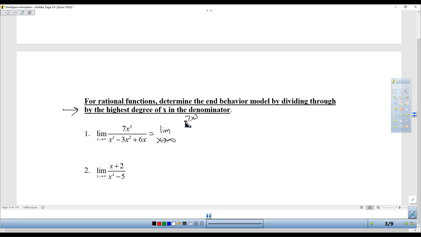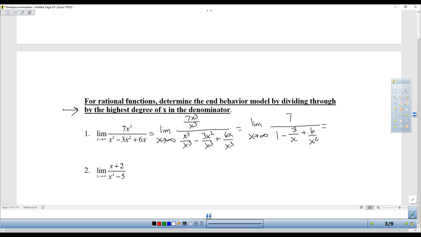So 7x cubed divided by x cubed. So I'm dividing each term by x cubed. X cubed over x cubed minus 3x squared over x cubed plus 6x over x cubed. And that gives me, be aware of your notation, x goes to infinity. The top becomes 7, and the bottom becomes 1 minus 3 over x plus 6 over x squared.